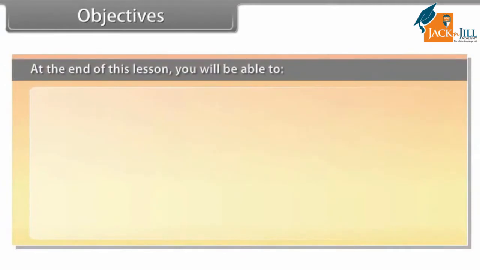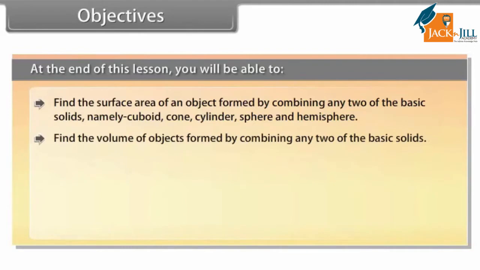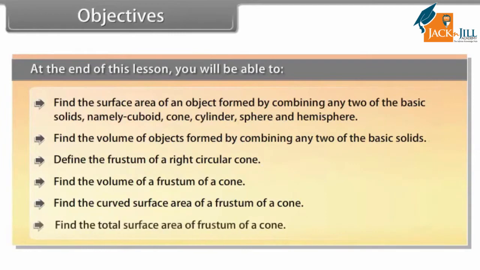Objectives. At the end of this lesson, you'll be able to find the surface area of an object formed by combining any two of the basic solids, namely cuboid, cone, cylinder, sphere, and hemisphere. Find the volume of objects formed by combining any two of the basic solids. Define the frustum of a right circular cone. Find the volume of a frustum of a cone. Find the curved surface area of a frustum of a cone. Find the total surface area of frustum of a cone.